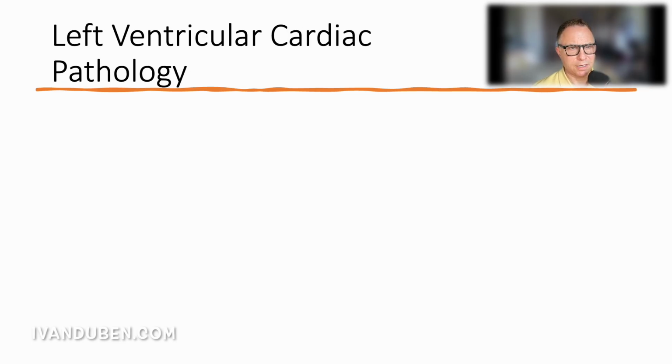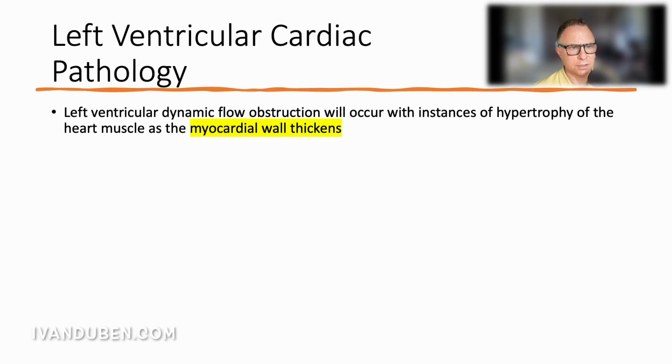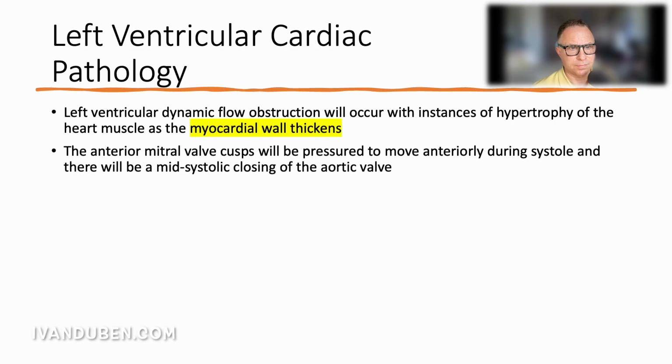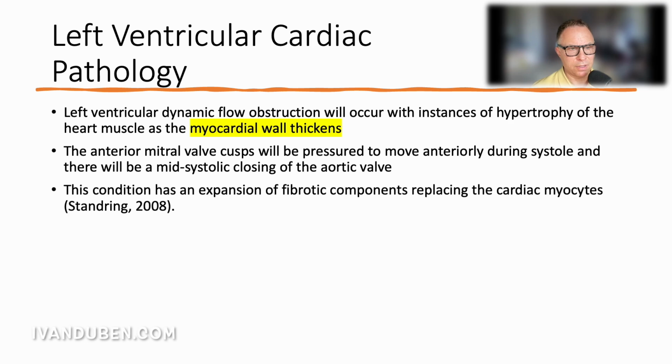In terms of looking at left ventricular cardiac pathology, left ventricular dynamic flow obstruction will occur with instances of hypertrophy of the heart muscle as the myocardial wall will thicken. The anterior mitral valve cusps will be pressurized to move anteriorly during systole, and there will be a mid-systolic closing of the aortic valve. This condition has an expansion of fibrotic components replacing the cardiac myocytes.